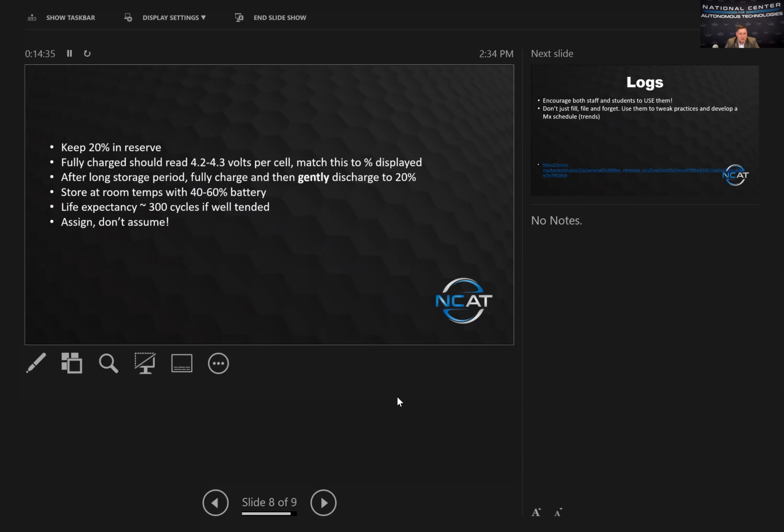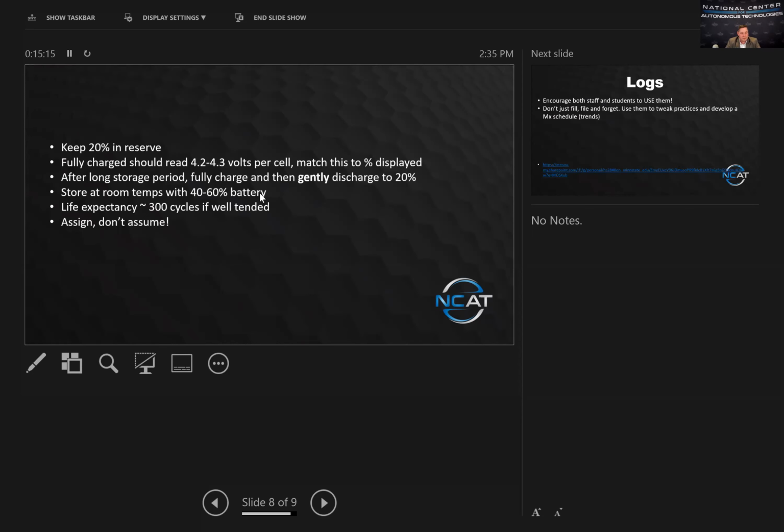When fully charged, when you go into the actual volts per cell, you should be at that 4.2 to 4.3 volts. Match this to the percentage displayed, because they'll typically give you a percentage for your battery life as well. If you're at 4.2 to 4.3 volts, you should see somewhere between 98 and 100% for your battery life. If you're at 3.9 volts and it says 100%, you've likely got some problems. So you may want to do a deep cycle with the battery, charge it back up and test it again. And if that doesn't work, you put it in the bad pile and you properly dispose of it.